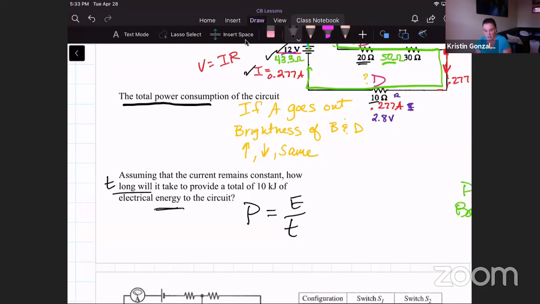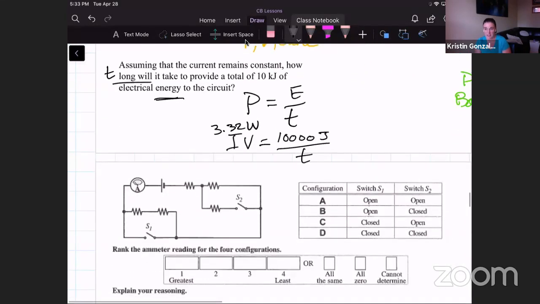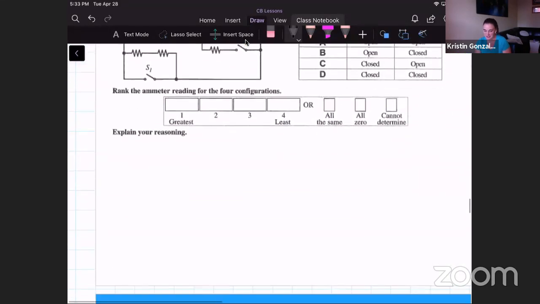So once we know our power from the first part, whether we say that that's I times V, and we want 10 kilojoules, which is 10,000 joules, then we can solve for our time because we know the power. I worked it out earlier and it's 3.32 watts. So we could find what that time is. We won't waste the time on doing the math.